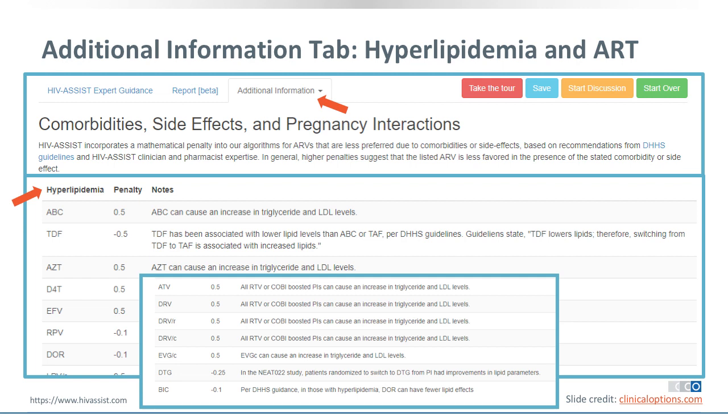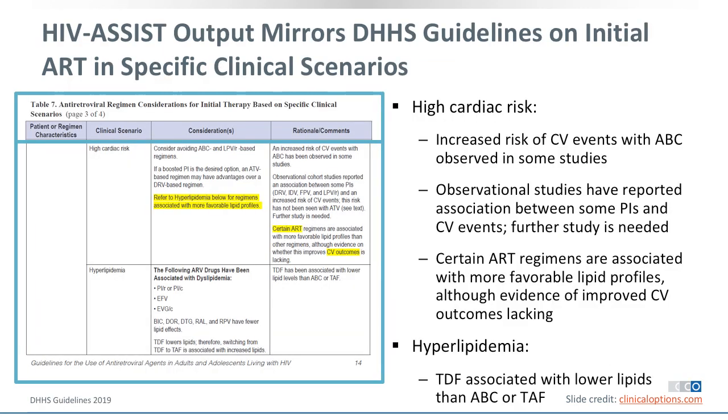And then in terms of all of the darunavir-based regimens, all of them can cause an increase in triglycerides and LDL levels. In terms of the clinical impact of this dyslipidemia, that is a different question. So these are the guidelines. This is just the scenario of high cardiac risk. He has high cardiac risk because he's already infarcted one of his coronaries.